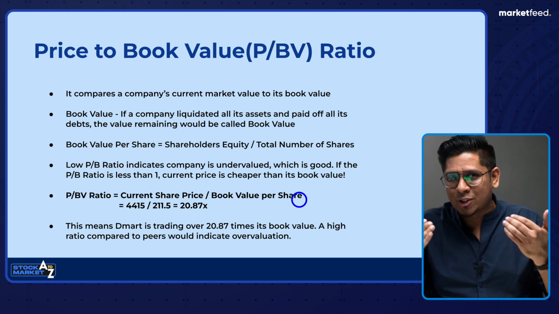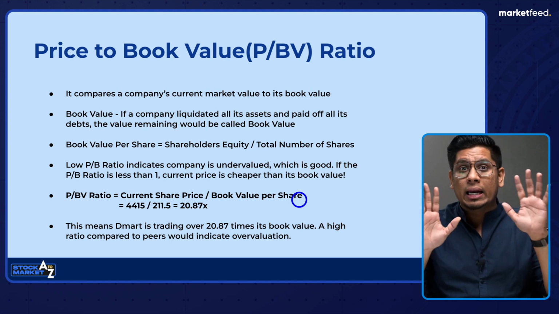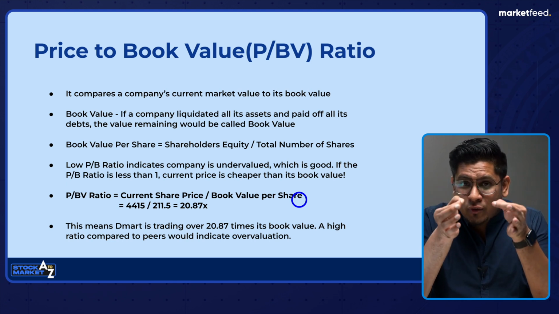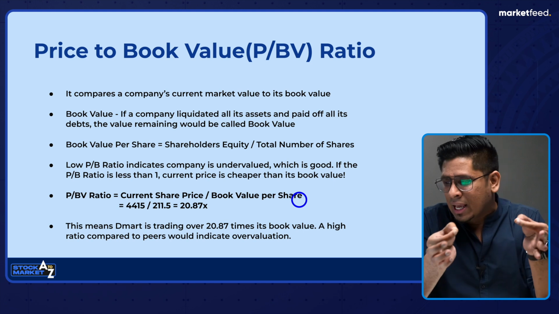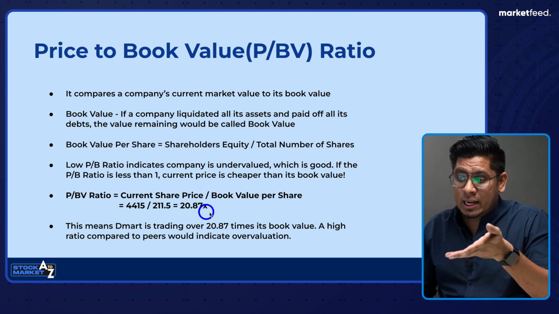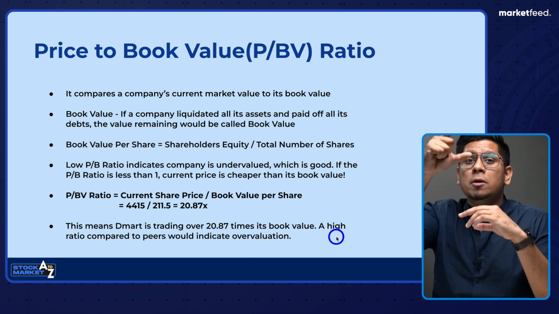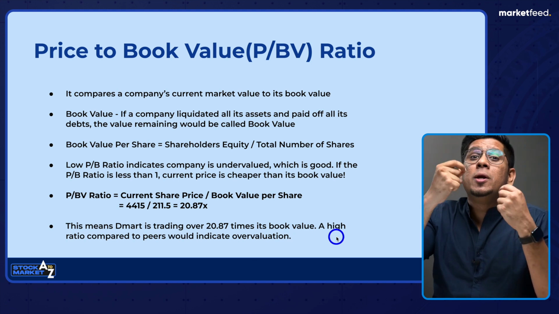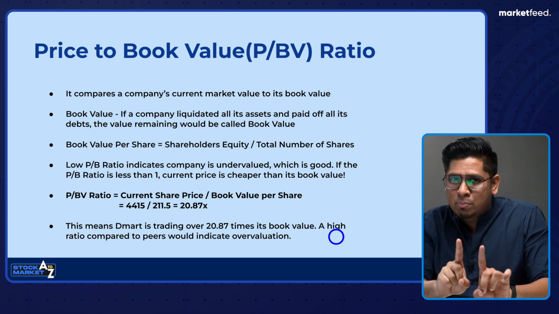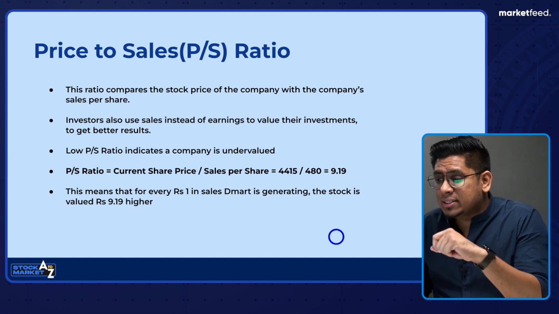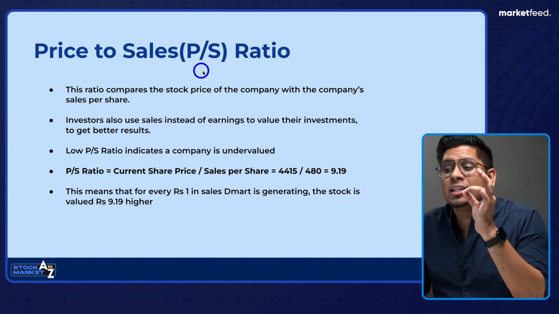I mean, mostly you can do more due diligence. But again, it is a great litmus test if a company has a PB ratio of under 1. In this case, anyways, the PB ratio is 20 times, which means that Dmart's current market price is trading at a premium of 20 times compared to its book value. Cool? Amazing. So let's move ahead into the next valuation ratio, which is the price to sales ratio.